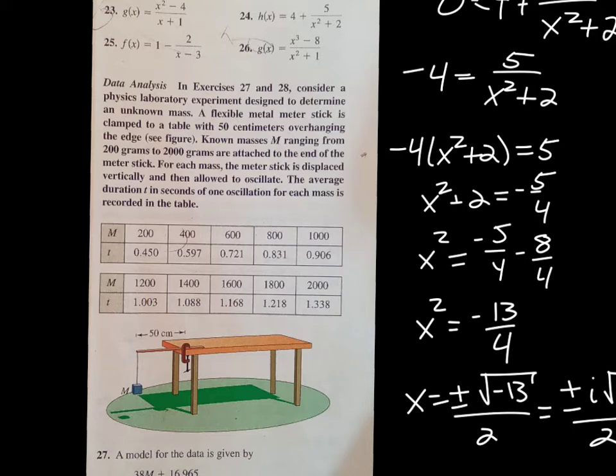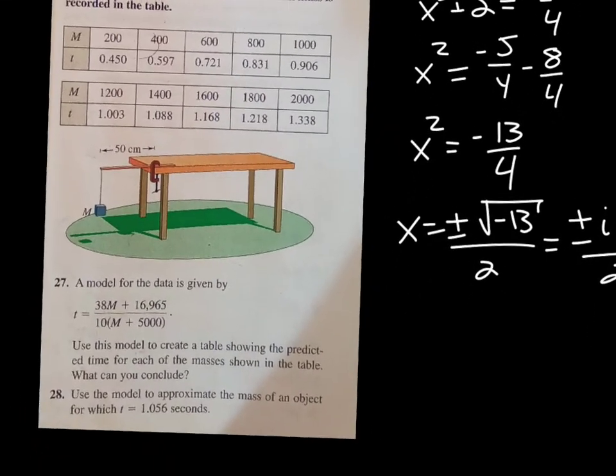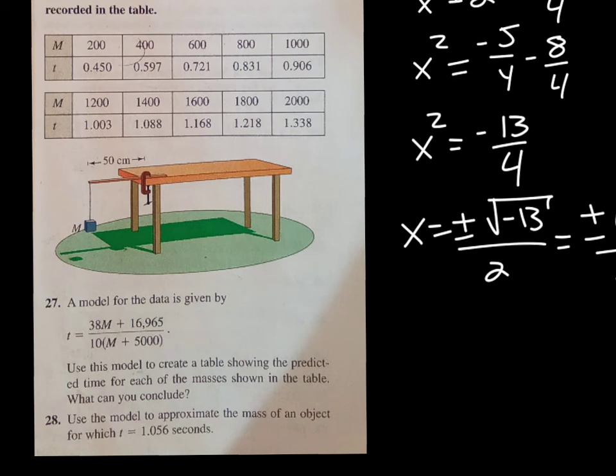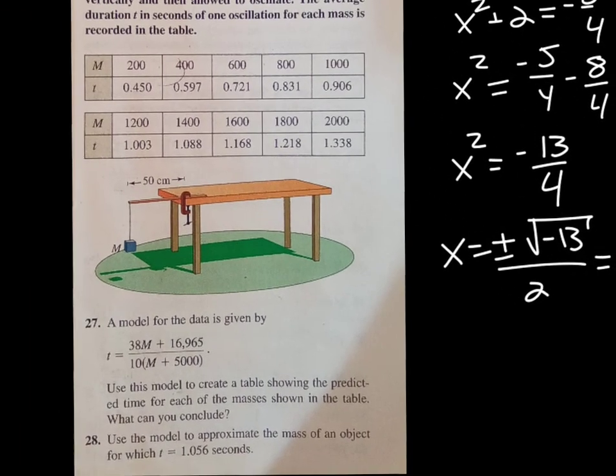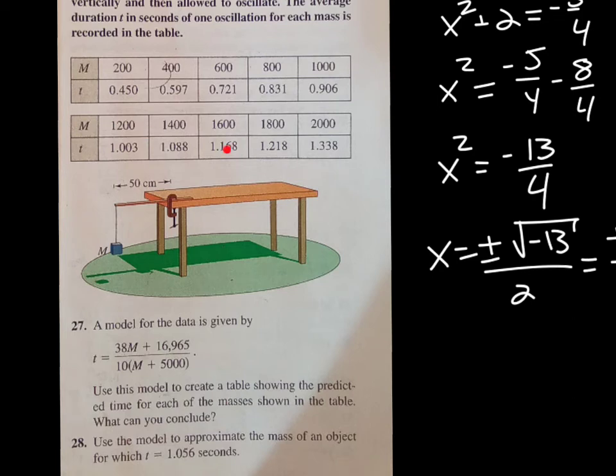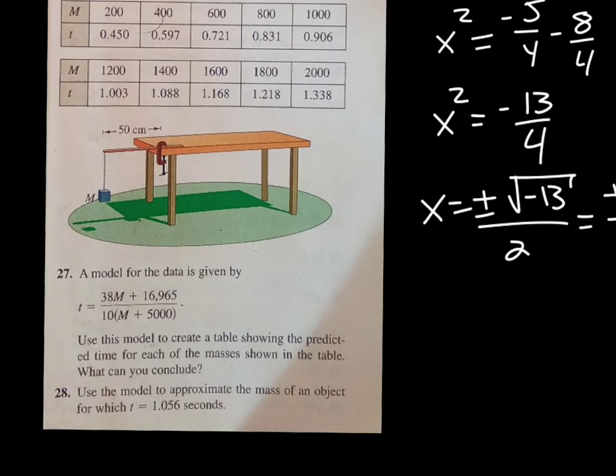And so then what they're asking you to do, they say a model of the data is given. This up here is real data that they collected by doing their experiment. And then they say, okay, this is just a model of that data. And it says, use this model to create a table showing the predicted times for each of the masses shown in the table.